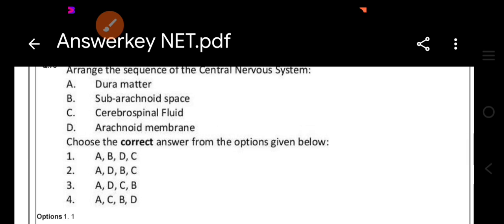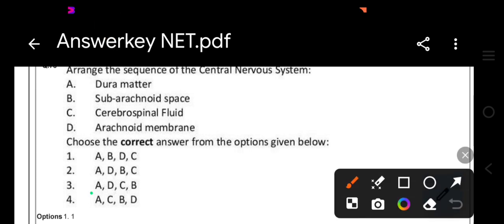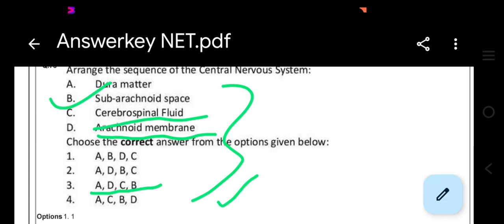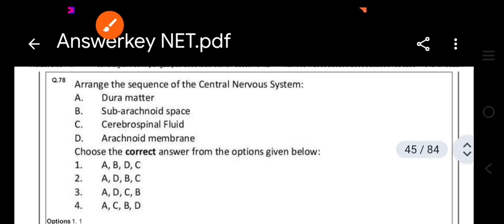First comes the dura mater. Dura mater is the first one, so this is the right answer. Then comes the arachnoid membrane, and then cerebrospinal fluid. We need to understand the central nervous system very carefully, then only can we understand the subarachnoid space. So we have to understand the proper sequence of the central nervous system. This is a little bit tough question. You need to be familiar with the central nervous system, then only you can give the correct answer. Now it is done.